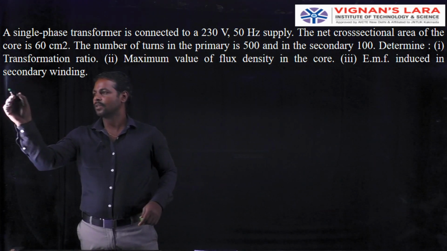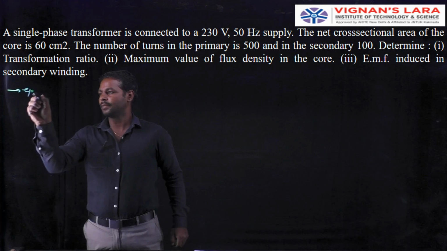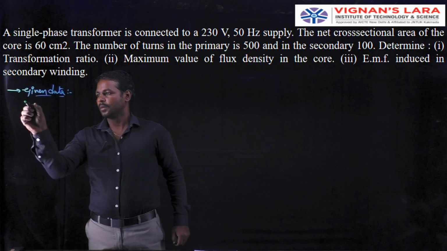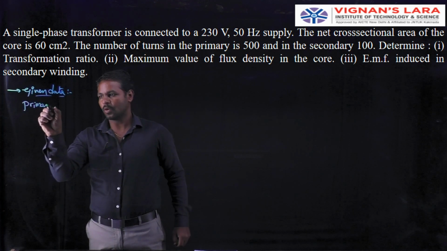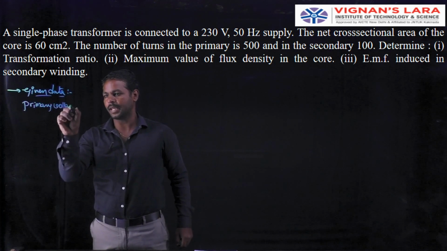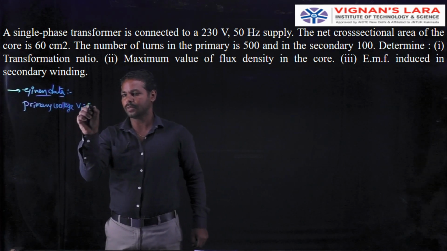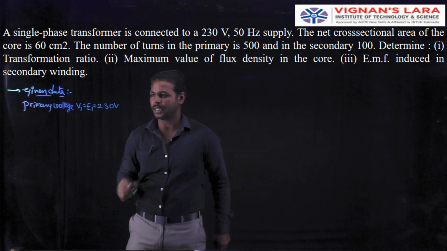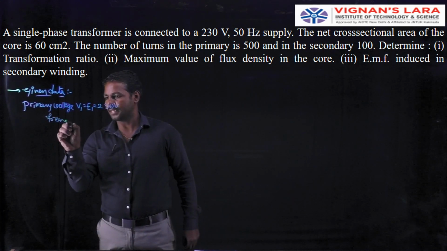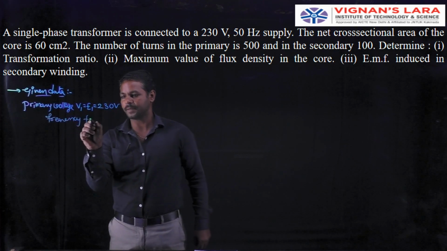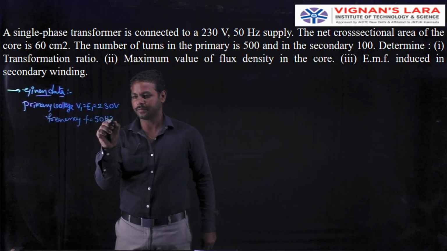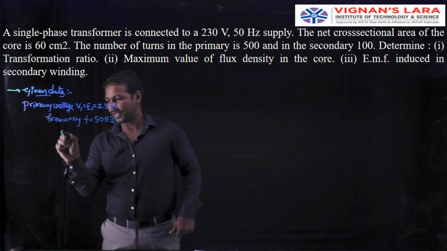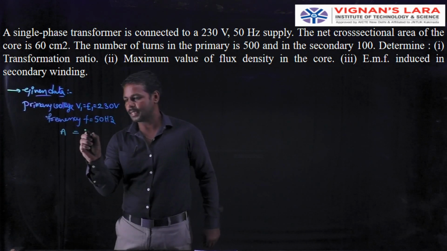So first of all we are writing the given data. Primary voltage V1 is equal to E1 is equal to 230 volts. Frequency F is equal to 50 Hz. The net cross sectional area of the core, so that means A is equal to 60 centimeter square.